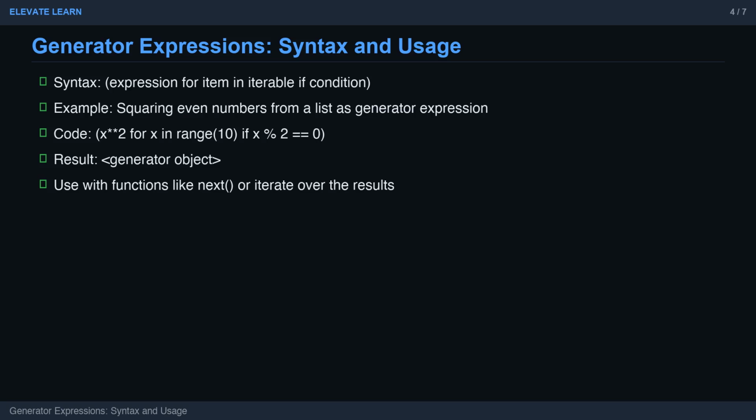Unlike lists, which store all elements at once, generators generate values on the fly, using less memory and making them perfect for large datasets or infinite sequences. You can use this with functions like next to get the first value, or simply iterate over it. Ready to see it in action?